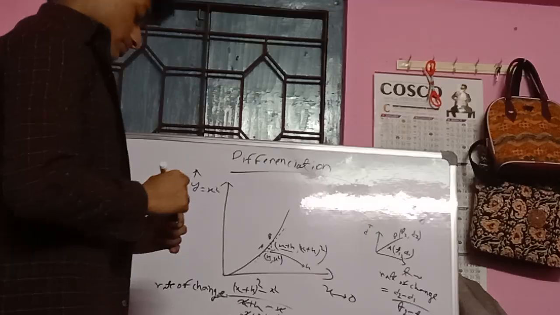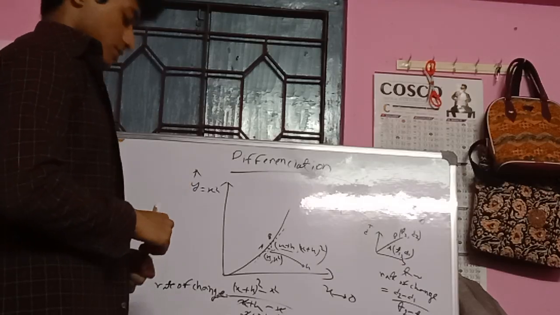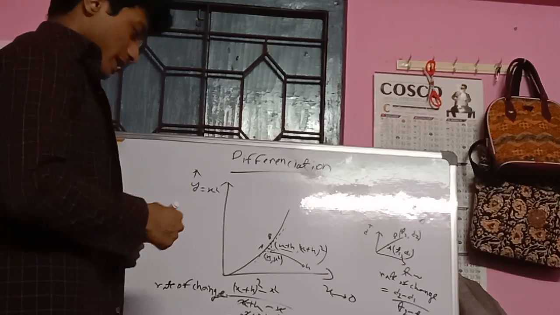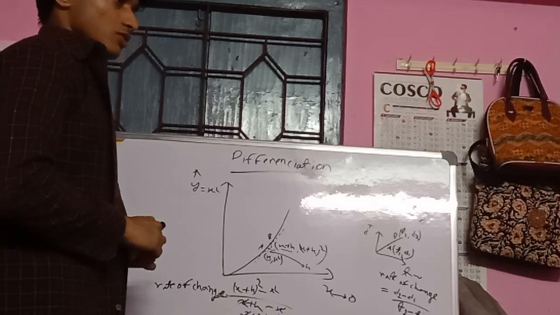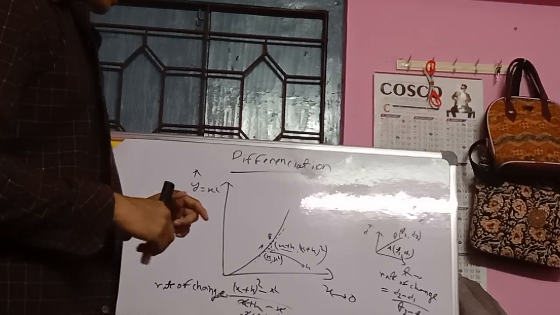Okay, but we don't want that. We don't want to find the average rate of change between two points. What we want to find here is the rate of change for a specific point, any specific point. What would it be?